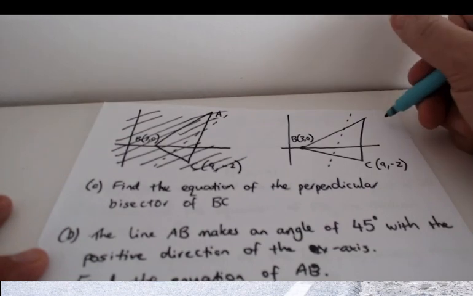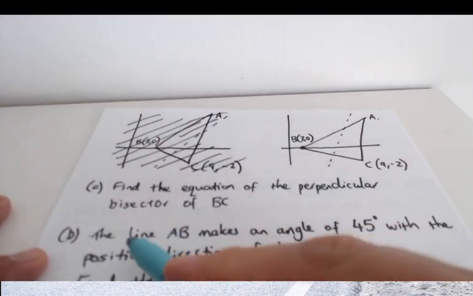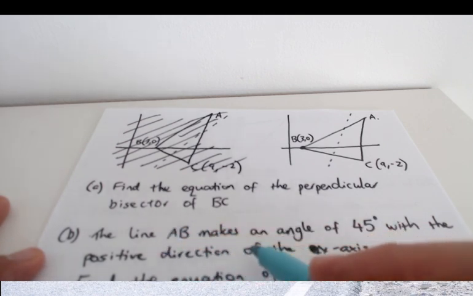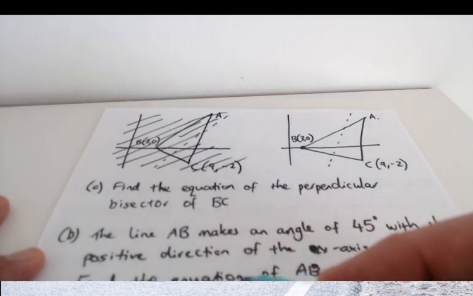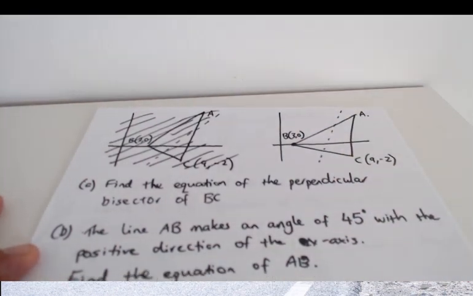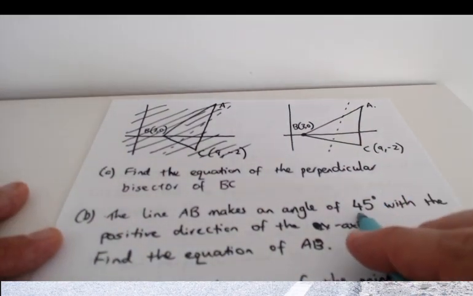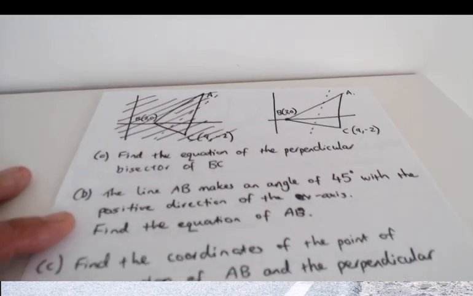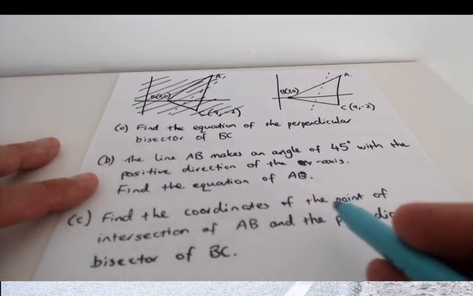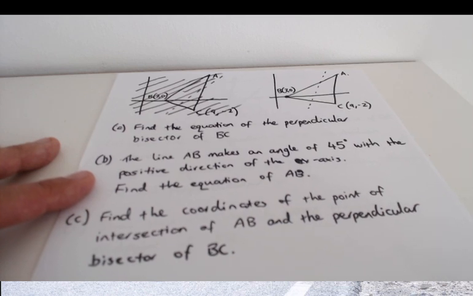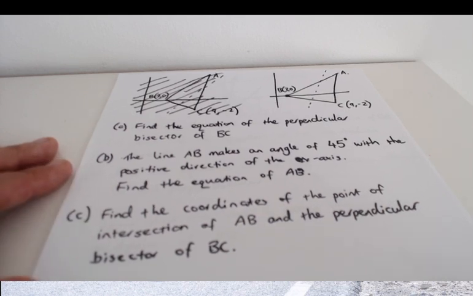Part B. The line AB makes an angle of 45 degrees with the positive direction of the x-axis. Find the equation of AB. It wants the equation of that line. You should know how you're going to get the gradient because it tells you that the angle is 45 degrees. Remember back to how we did that. Part C, it wants to know where these two things will cross. Okay, press pause, give it a go, let's see what you've got.